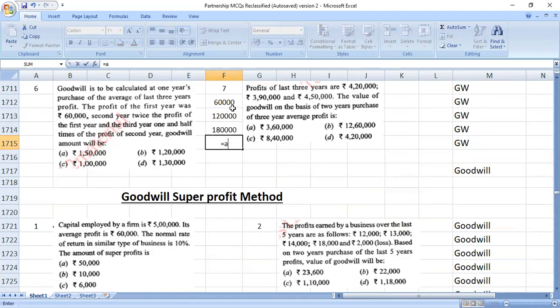They asked for goodwill, so you have to find the average. Average is 1,20,000. They said 1 year purchase of average, so into 1, which is 1,20,000. Right.